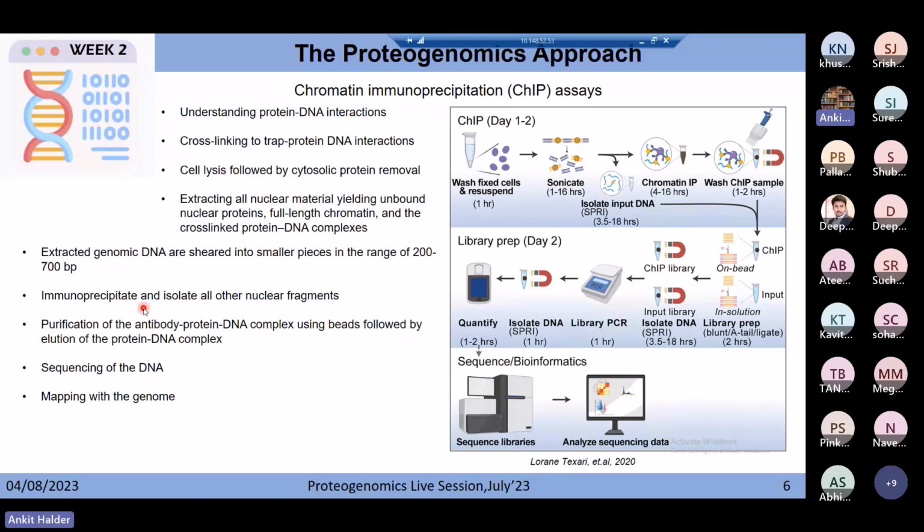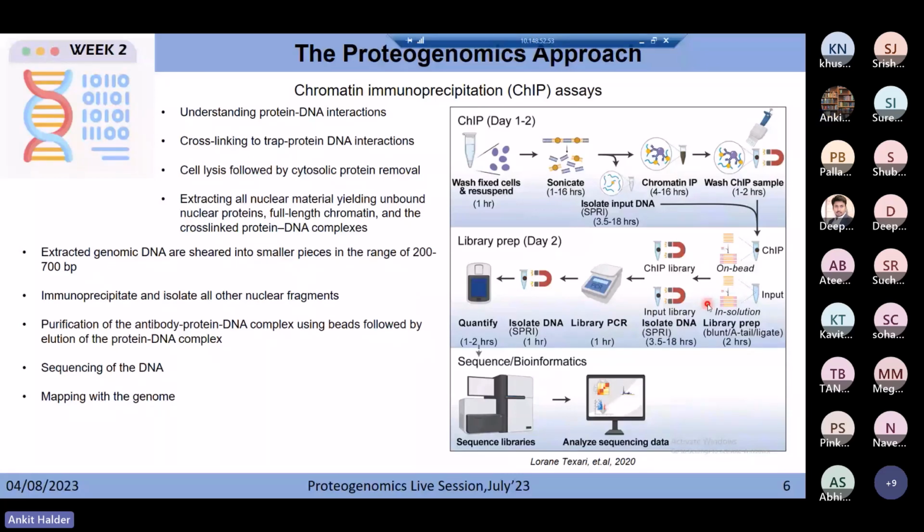You will precipitate the proteins using that particular antibody. Then you will purify it, followed by elution of the protein-DNA complex, and then sequencing of the DNA and mapping. So this is the whole protocol. But here there are three steps that we need to keep in mind. First is the range of this DNA, and then the elution and the purification steps, which should not hinder the further sequencing steps. So this is one kind of assay, the chromatin immunoprecipitation assay.